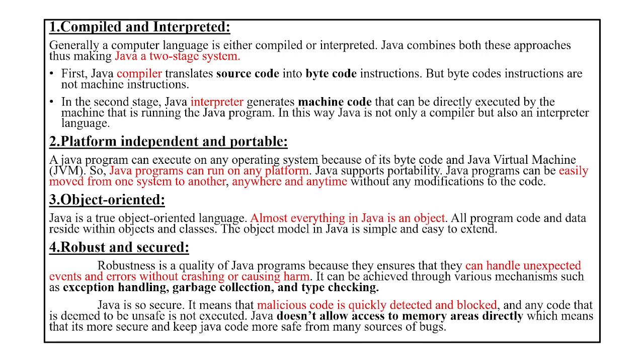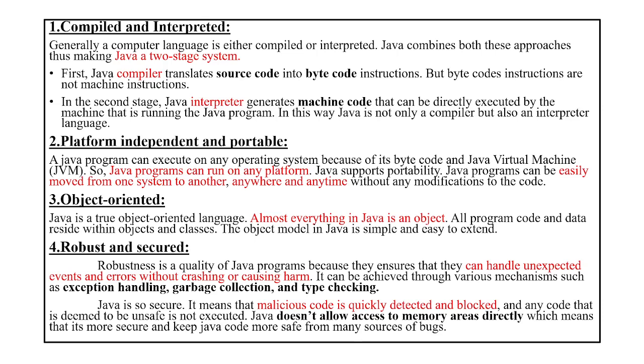First, the Java program that is written in the Java programming language, we call it the source code, and this source code is given as an input to the Java compiler, and this compiler will translate that source code into a byte code. So the input for the Java compiler is the source code written in Java programming language, and the output of the Java compiler is a byte code.